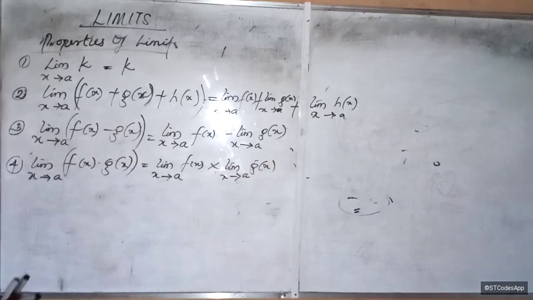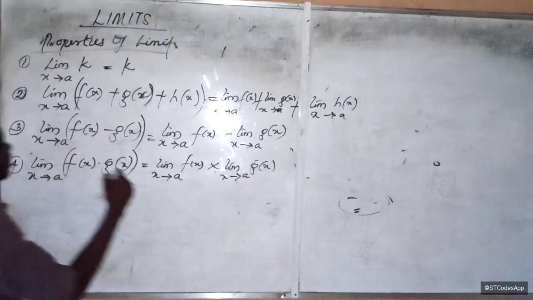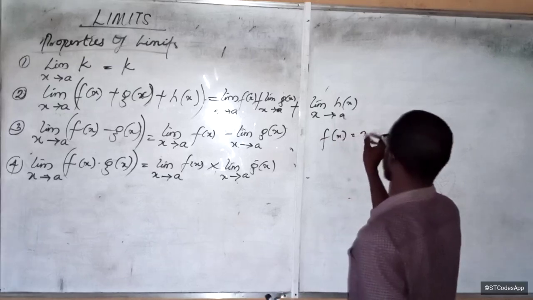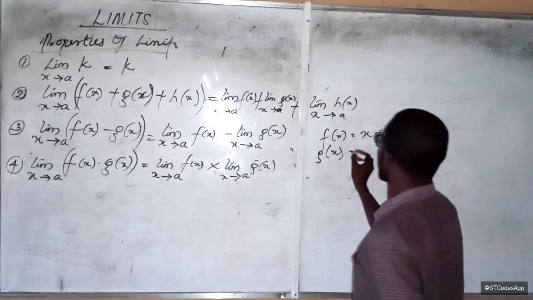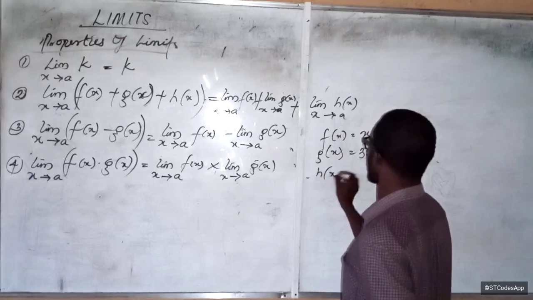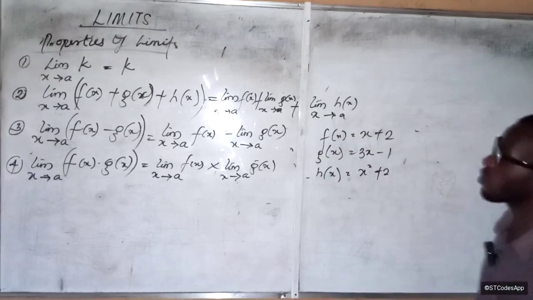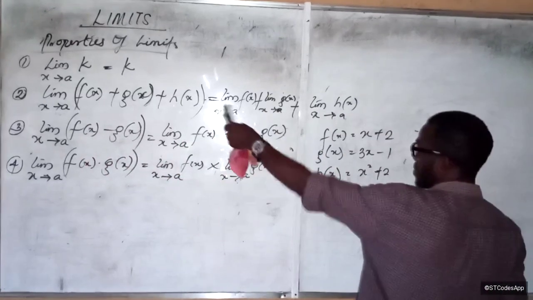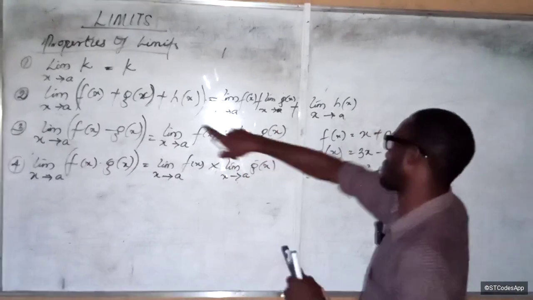So let's quickly prove from rule 2. This rule says that the limit of f of x plus g of x plus h of x should be the same as the sum of the limits. Let's say our f of x is x plus 2, g of x is 3x minus 1, and h of x is x squared plus 2. So let's use that first.